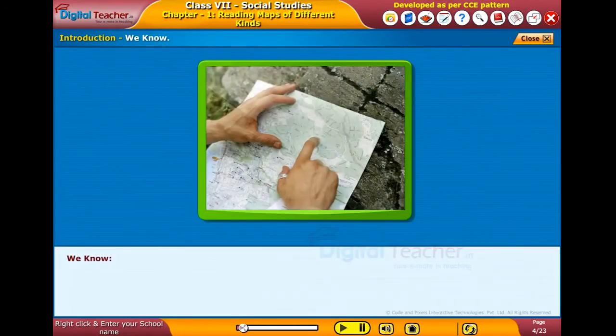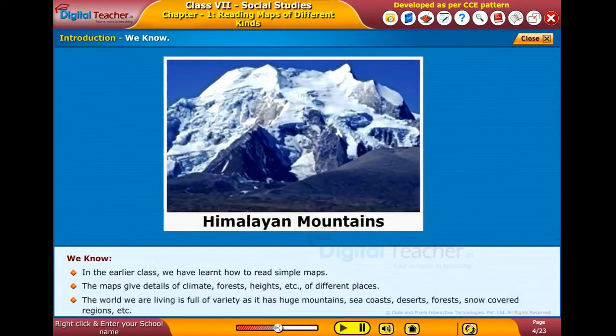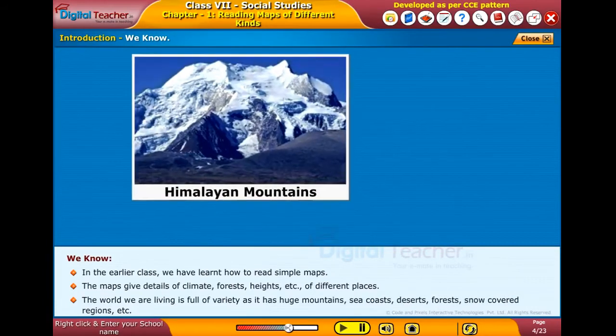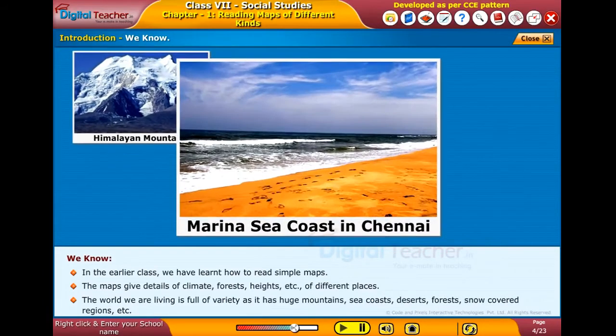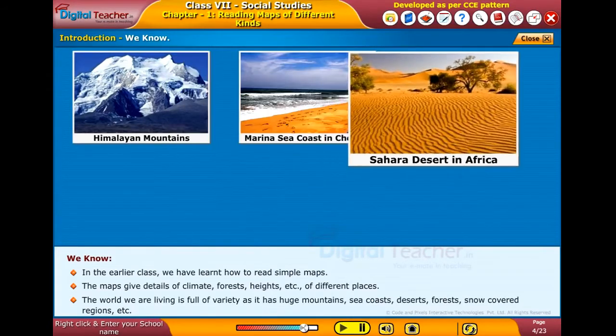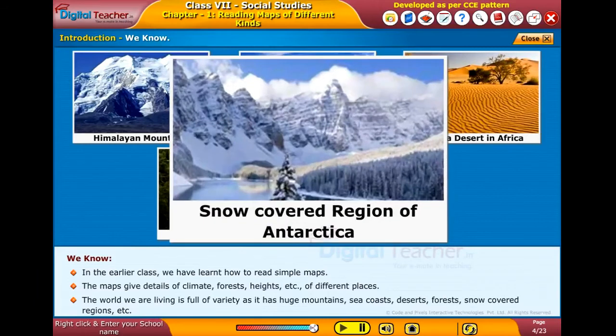We know, in the earlier class, we have learned how to read simple maps. The maps give details of climate, forests, heights, etc. of different places. The world we are living in is full of variety as it has huge mountains, sea coasts, deserts, forests, snow-covered regions, etc.